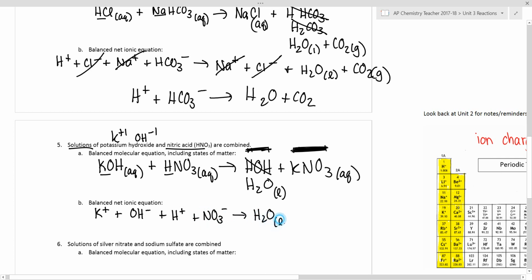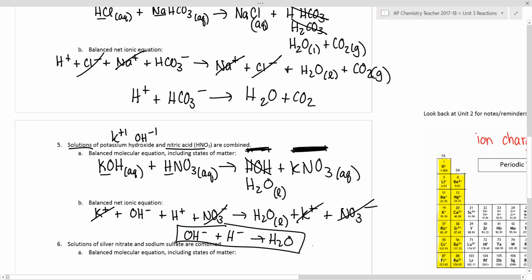Water sticks together, does not ionize as a liquid. And then over here, my K+ and my NO3- are going to ionize. So my spectators are going to be K and NO3. What's left over is OH- and H+, making H2O. And you will find that if you have a strong acid and strong base reaction, you're always going to have the same net ionic equation, no matter what your acid and base are.